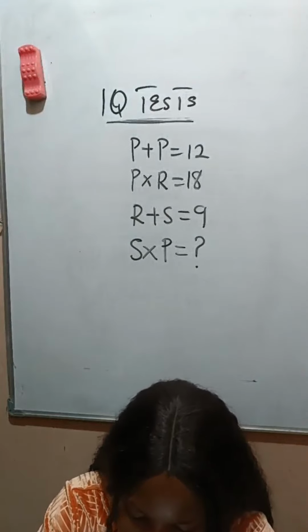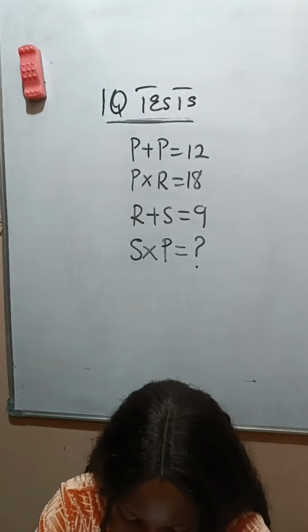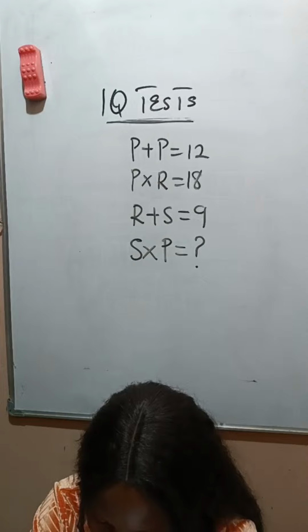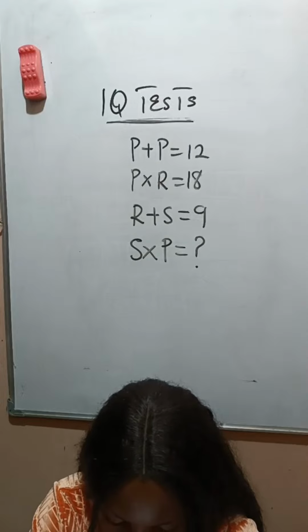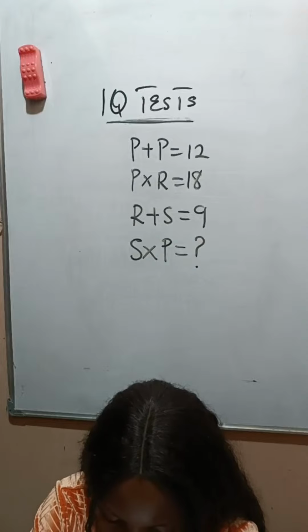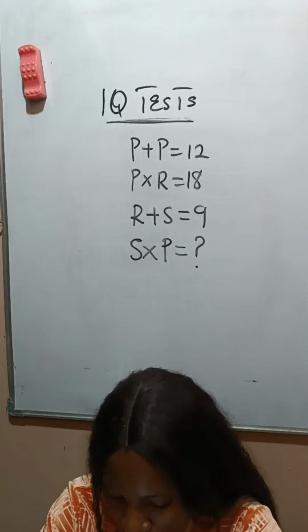What is the flow? P equals 6, S equals 6. So S times P is 36. Yixi says it's 36 as well. Kato says 36. It is okay.